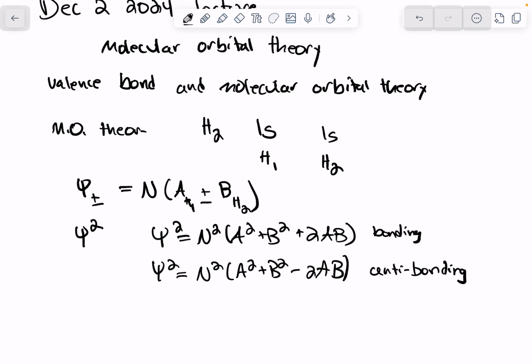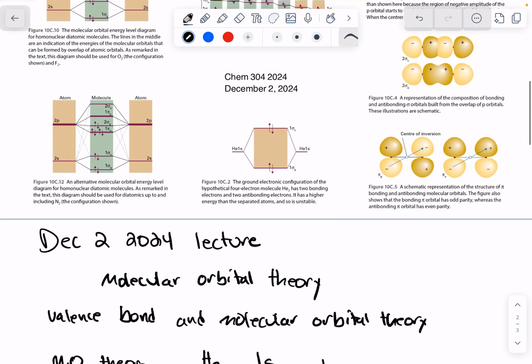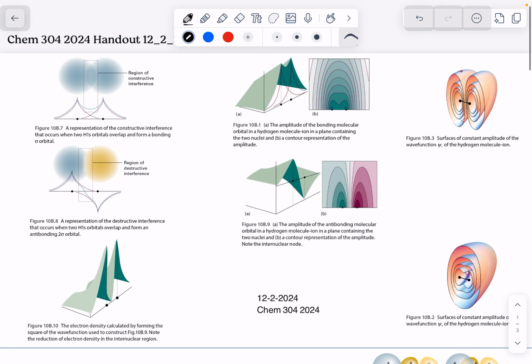So let's take a look at the beginning. This is why we use iPads. Let me change the color. What we're really interested in are these two terms right here: one is positive and the other one's negative. If we go to the handout, these are the two possibilities. When it's positive, plus 2AB, you get a region of constructive interference. Positive means constructive. When it's negative, minus 2AB, you get destructive interference. When they cancel each other out, you get a region right here where there's basically a node.